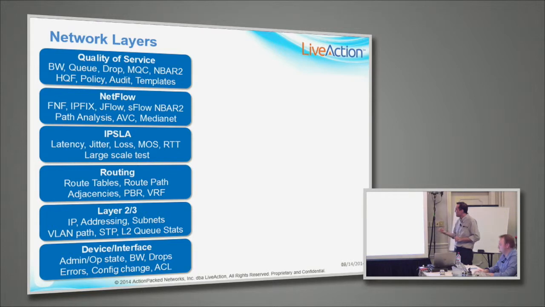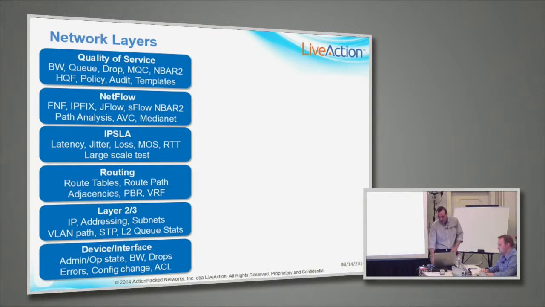And the next level down, we do routing. So if you want to understand your routing table, routing path, adjacencies, policy-based routing, and VRFs, we show you that dimension as well. Below that, we do layer 2 and 3. So IP addressing, subnets, how do they all come together? What are the VLAN paths, spanning tree, layer 2 queue stats? And at the very bottom, we do the usual device and interface monitoring: admin and operational state, bandwidth, drops, errors, things of that sort.